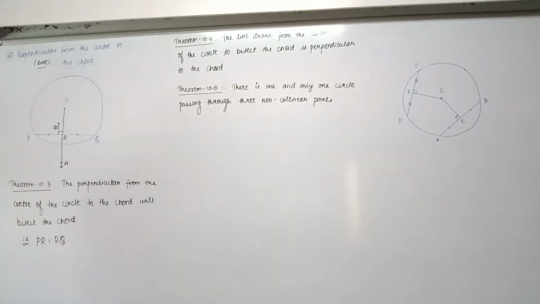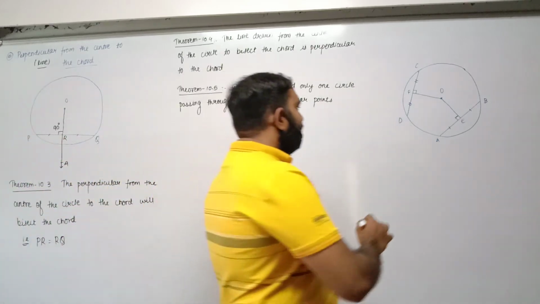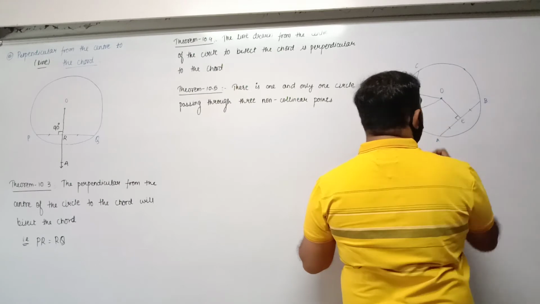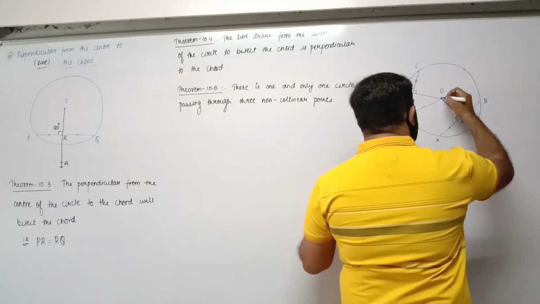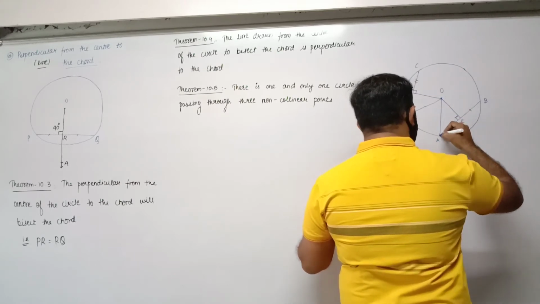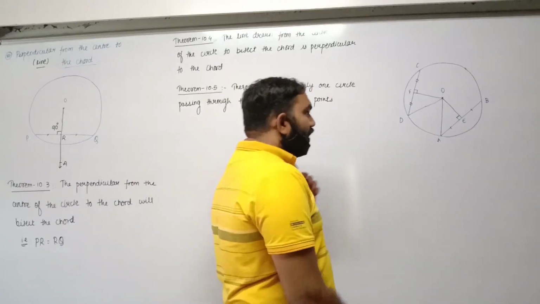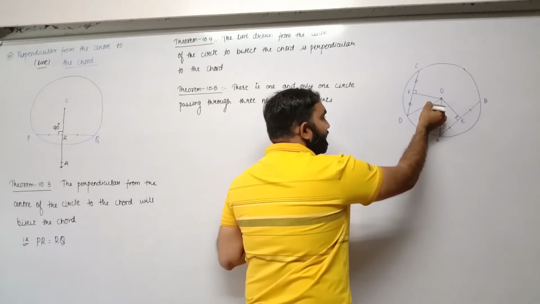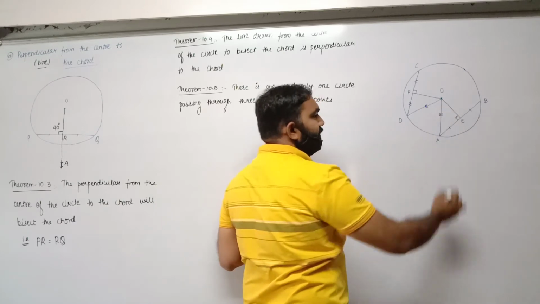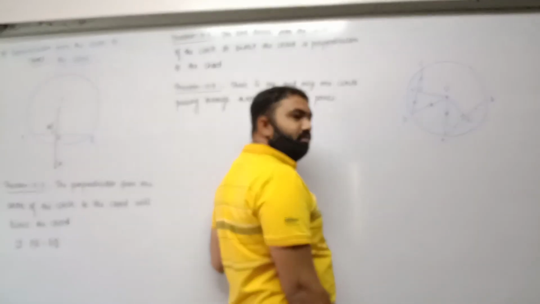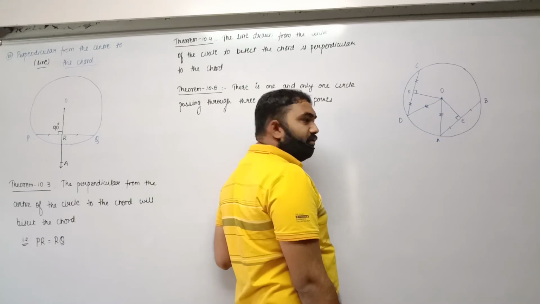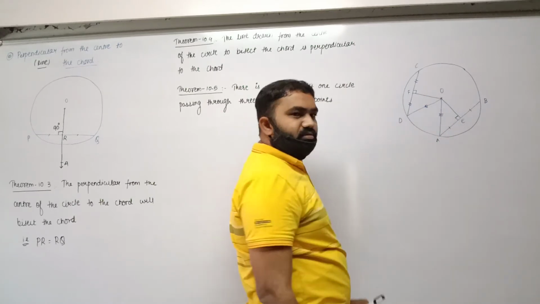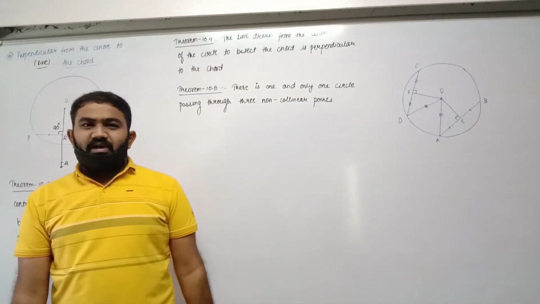Yes. Good. Can we connect these to the centers? Like this and like this. What are OA and OD? These are the radii. So they will be equal. Sure? Yes. Now can we prove the congruency between these two triangles? Yes. Which rule can we apply?